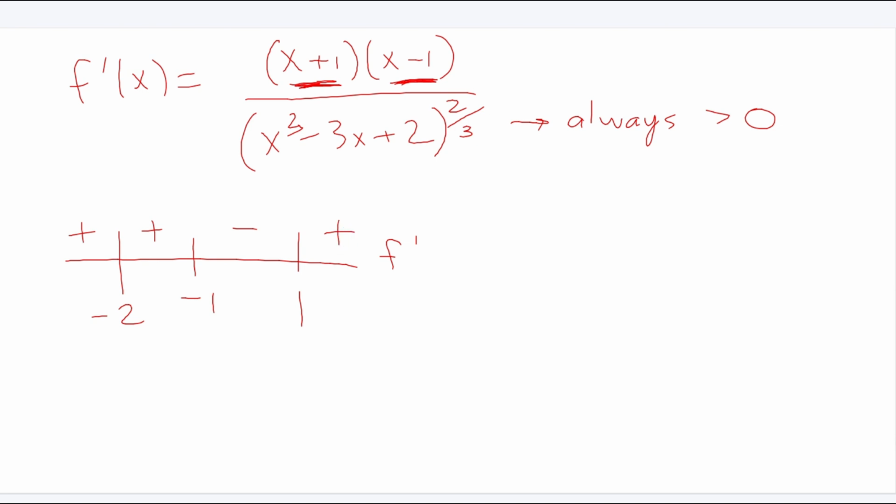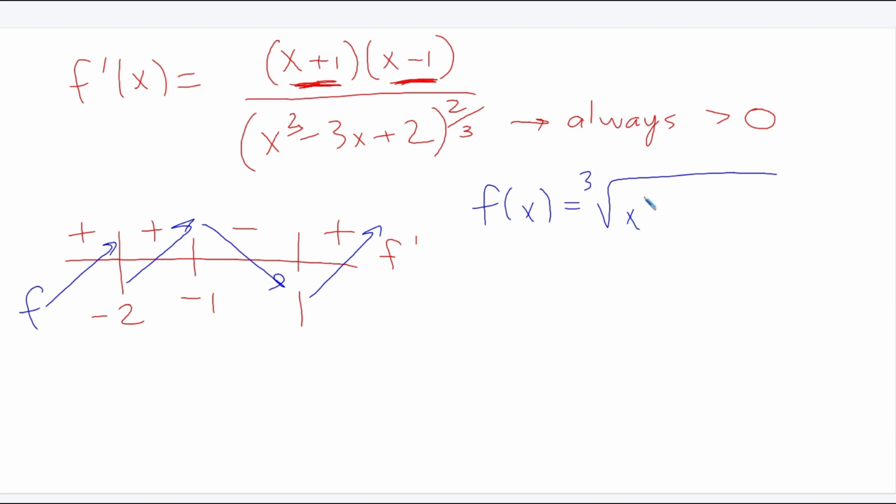So we can see that what's happening here is our function f is increasing, then it continues to increase, right? And then it decreases, and then it increases. So we've got one local max, and we've got one local min. We don't need to evaluate what it equals at negative 2. We just need to evaluate our function, which was f of x equals the cube root of x cubed minus 3x plus 2, at f of negative 1 and f of 1, because that's where our local max and our local min occur.